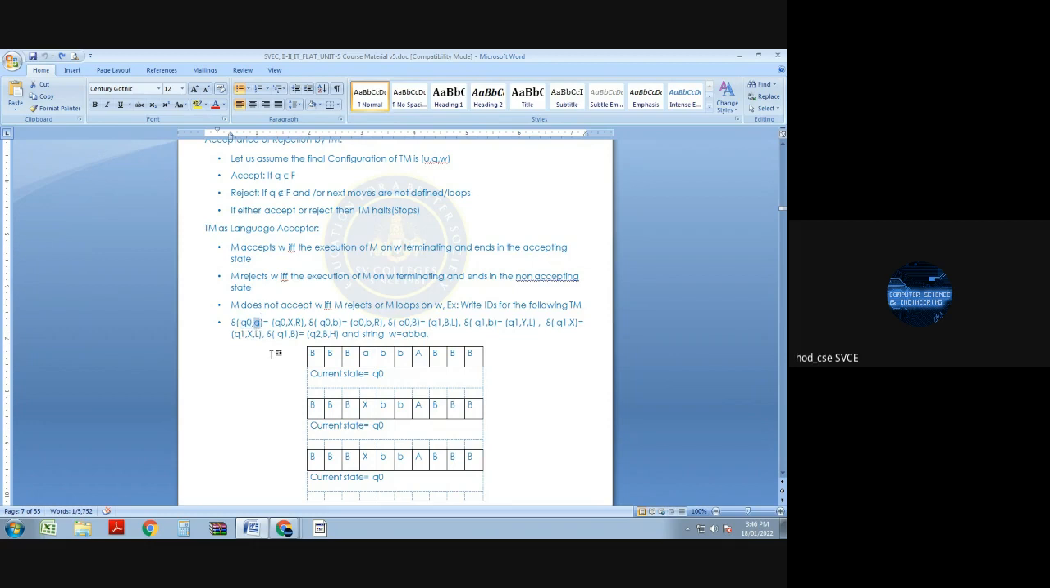Similarly, delta of Q naught comma B equals Q naught comma B comma right. So we are taking state Q naught, it is taking input B. So it will produce the same state Q naught and it will write B, and the read write head is moving towards the right hand side. So Q naught comma B comma R. Likewise we have some examples.